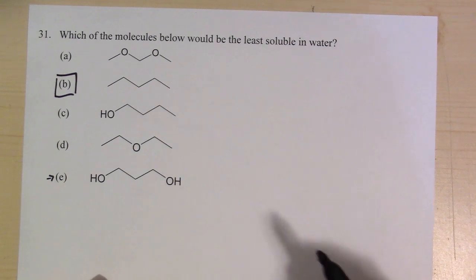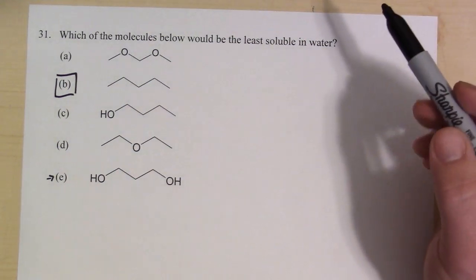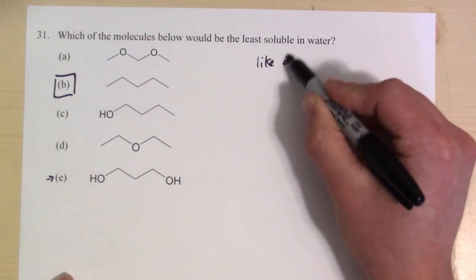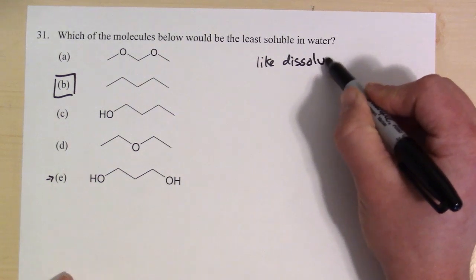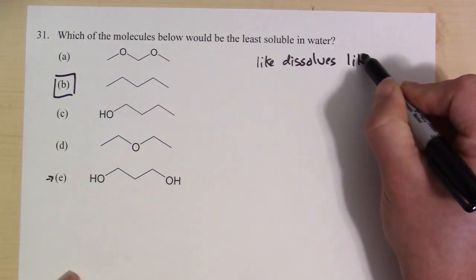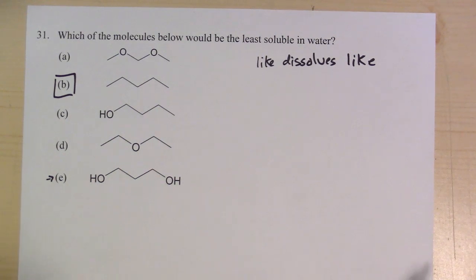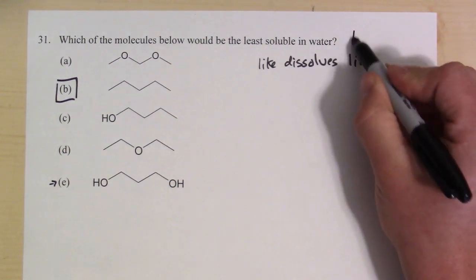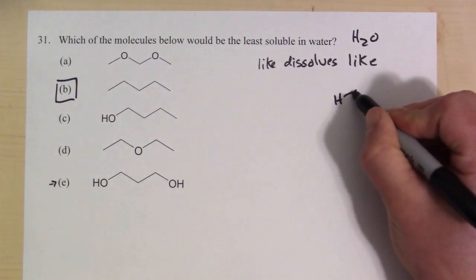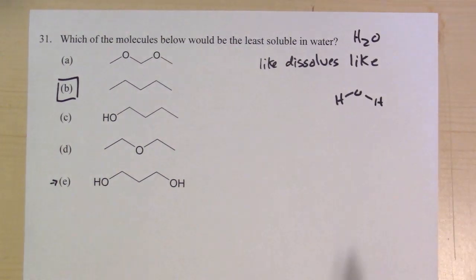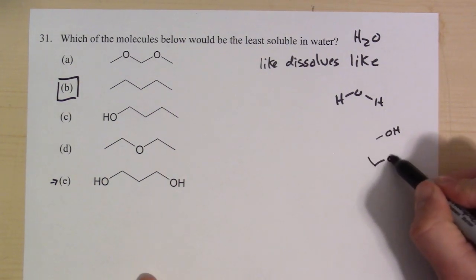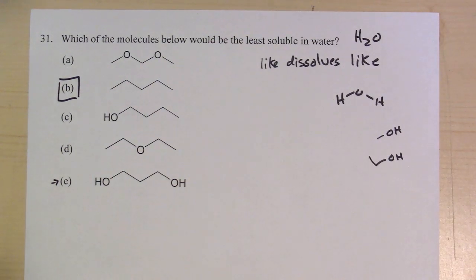So the typical thing to think about when you're seeing if something is soluble or not in a given solvent is like dissolves like. So that means things with similar properties, things like intermolecular forces, are going to dissolve other similar chemicals. So water, we know, is H2O, looks like that. It's going to be able to dissolve other things that look like that. So methanol, for example, ethanol, those are all soluble in water.